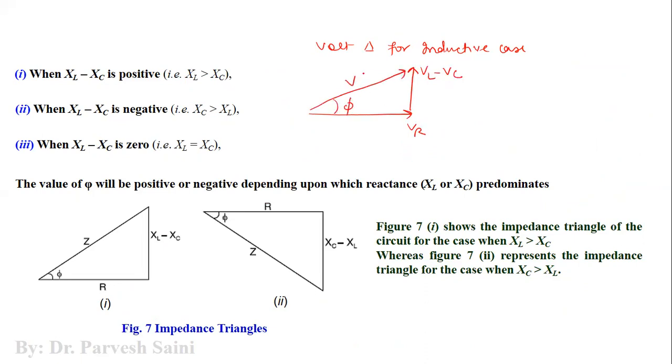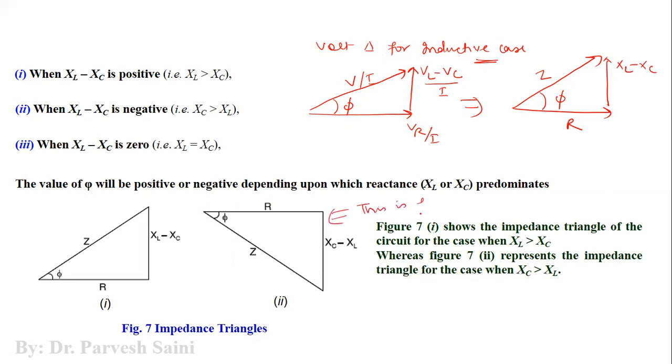Now, if you divide this with I, which is the common factor, V by I is Z, VR by I is R, and VL minus VC by I is nothing but XL minus XC. So this is for the inductive case. Similarly, this is for the capacitive case.